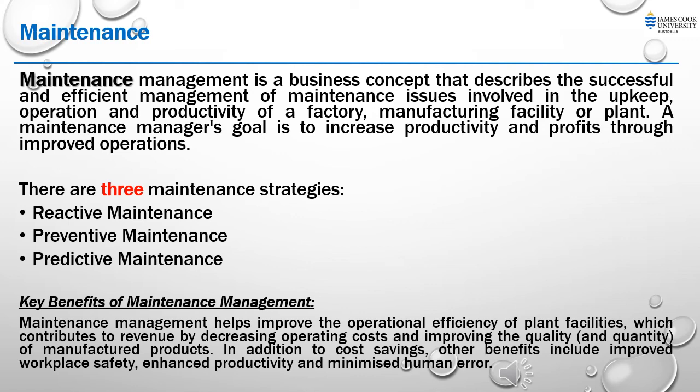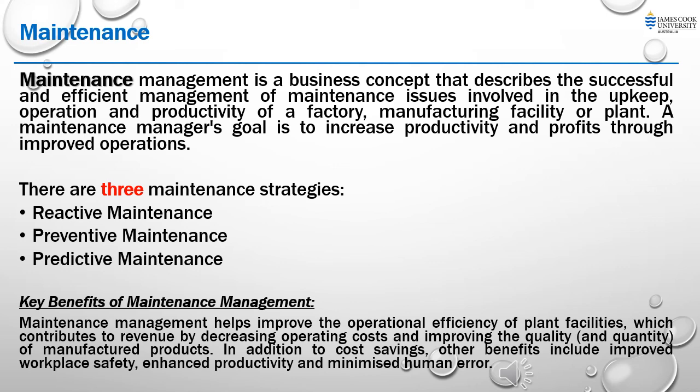The second one is preventive maintenance. This involves regularly scheduled maintenance activities designed to prevent equipment failure and downtime. And we'll also be looking into predictive maintenance. This involves the use of data and analytics to predict when equipment failure is likely to happen so that maintenance activities can be scheduled in advance.